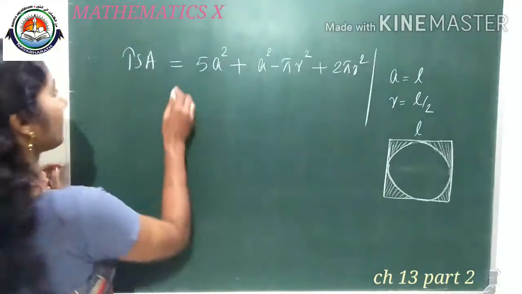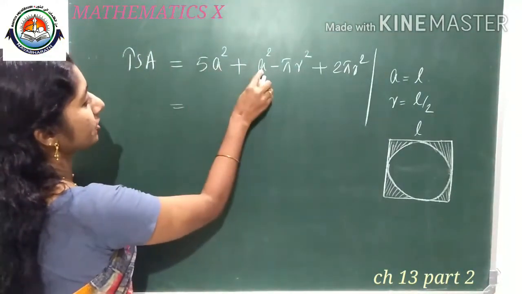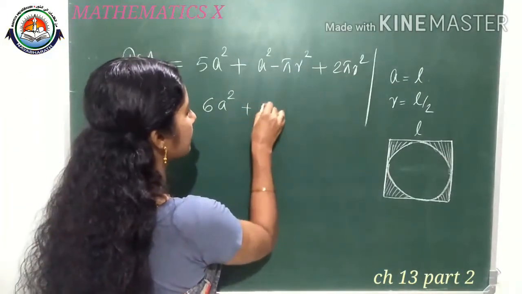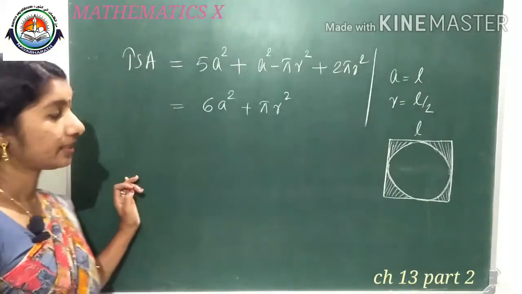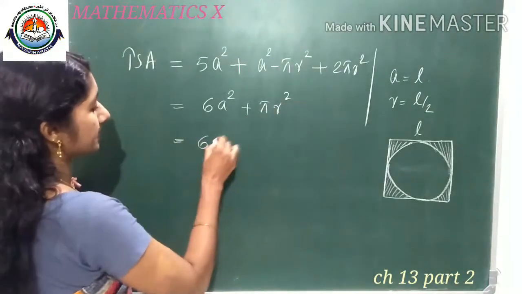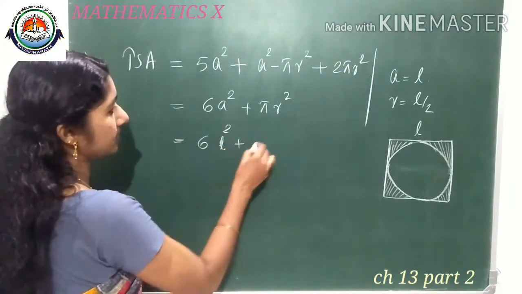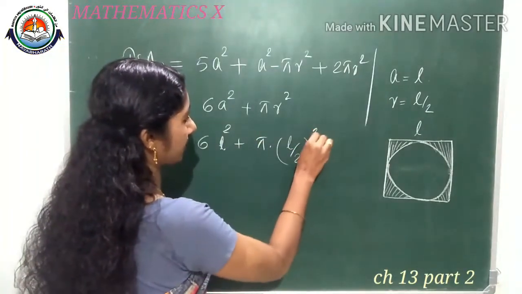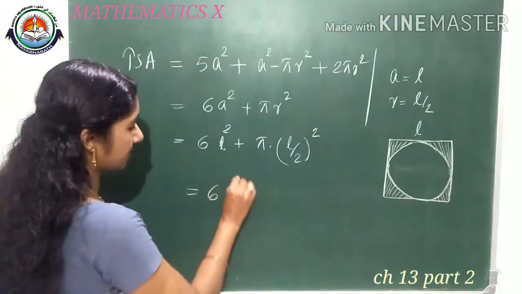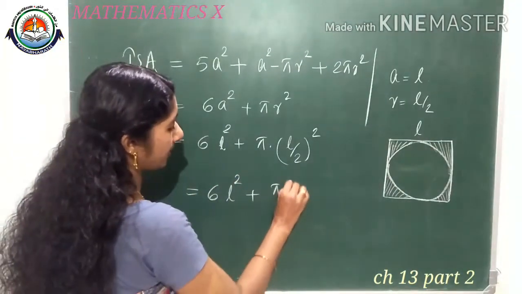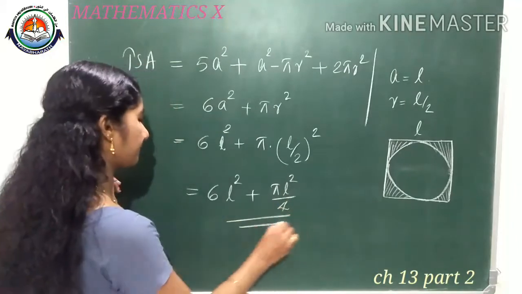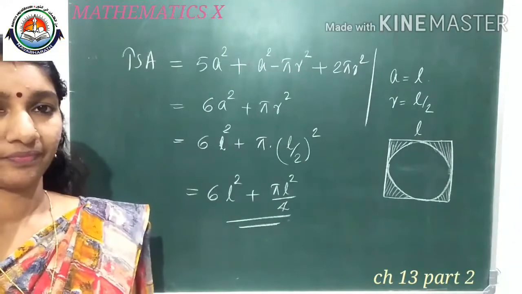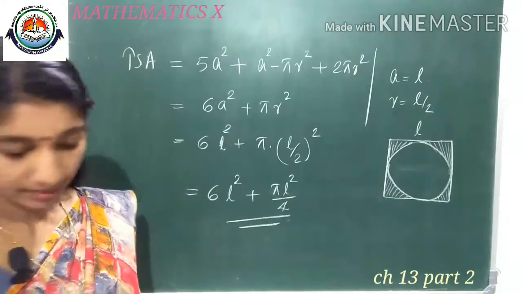Okay. Then we need to find, see, 5a square plus a square is 6a square, minus pi r square plus 2 pi r square is plus pi r square. Then replace the value. It is given a is L, so 6L square plus pi into r square, where r is L by 2, whole square. So the final answer we can write: 6L square plus pi L square by 4 is the total surface area of the new object. Is it okay?